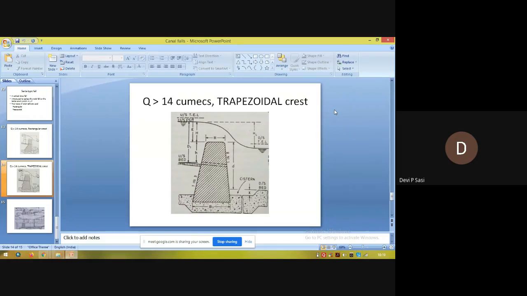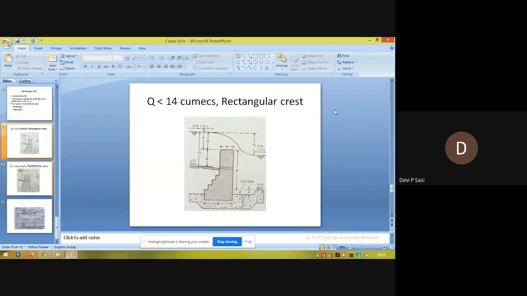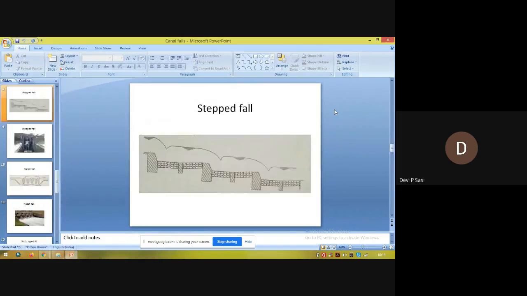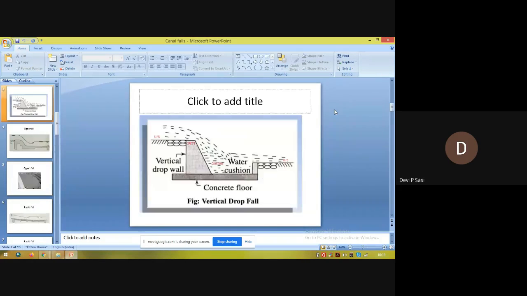That is about the design of the crest. It's the first step in the design. We are using two shapes, trapezoidal and rectangular. I hope you have understood where we use a trapezoidal and where we use a rectangular crest. The second step is design of the cistern. I have told you that the cistern is a place where the surplus energy of the falling water is destroyed.